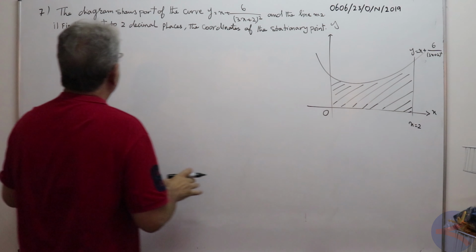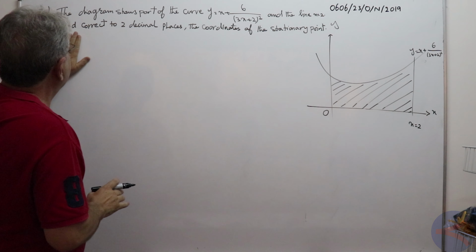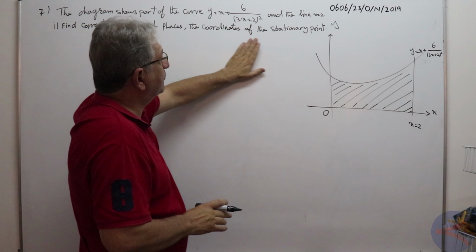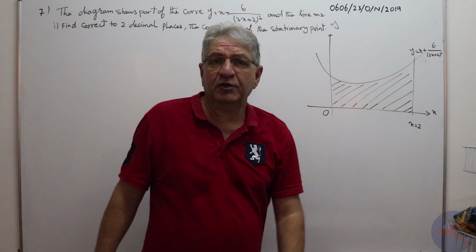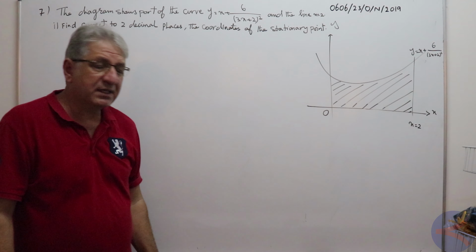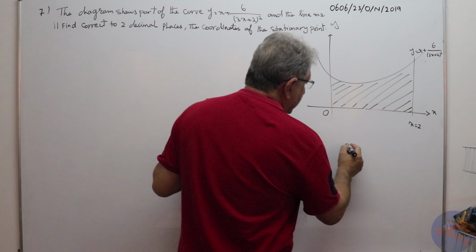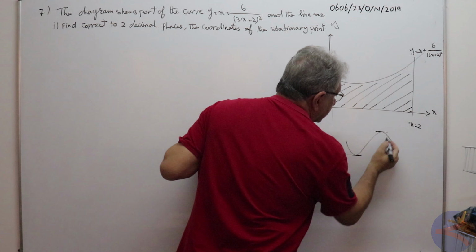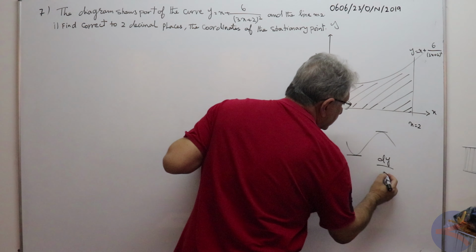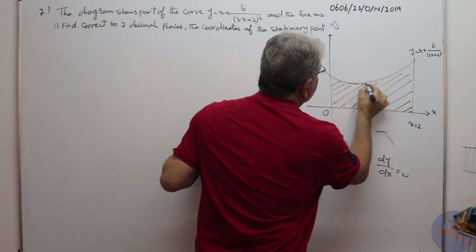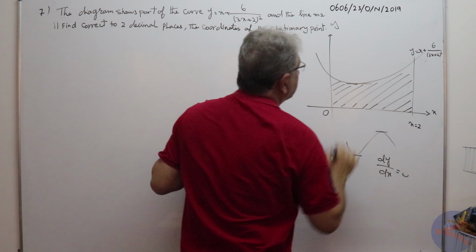Now we don't care about that part. First, he's asking to find, correct to two decimal places, the coordinates of the stationary point. Whenever you want to find the stationary point, first we have to find dy by dx. A stationary point means a point on the curve at which the gradient is 0. That means dy by dx should be 0 somewhere here. Therefore, we are going to find this point.